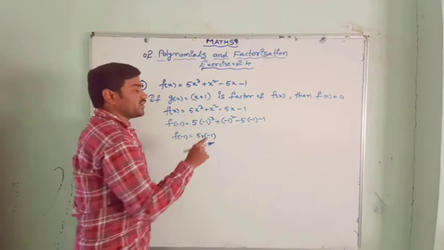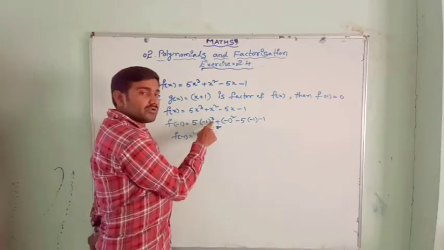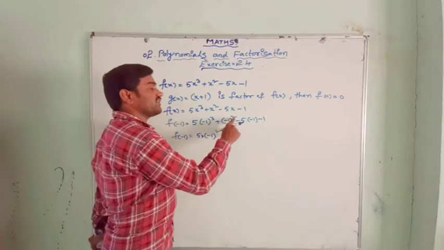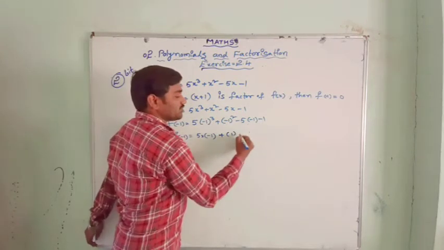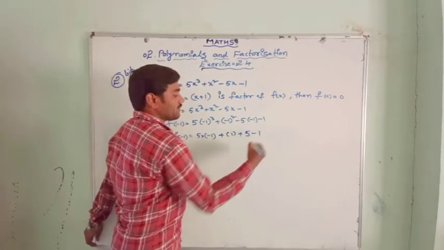Or otherwise you can easily identify: if the power is an odd number, you will get minus as the sign. If the power is an even number, you will get plus as the sign. Here we get plus 1. Minus into minus is plus, 5 ones are 5, here minus 1.